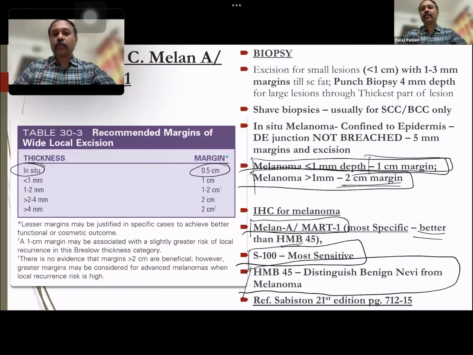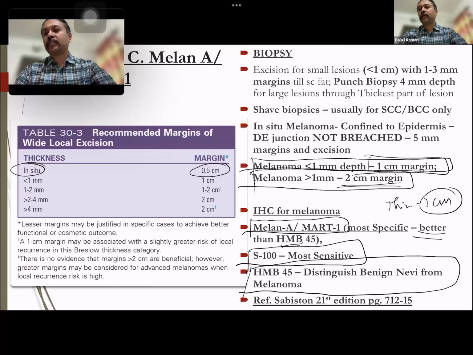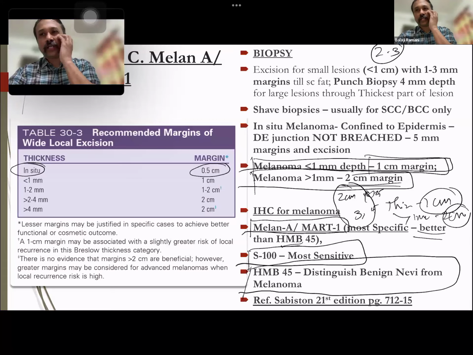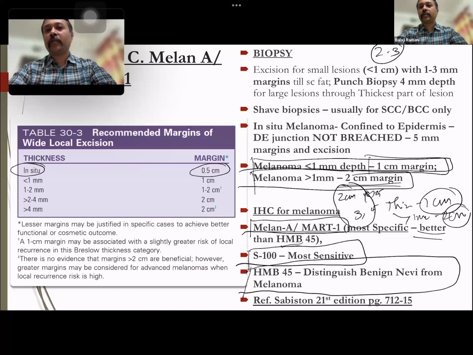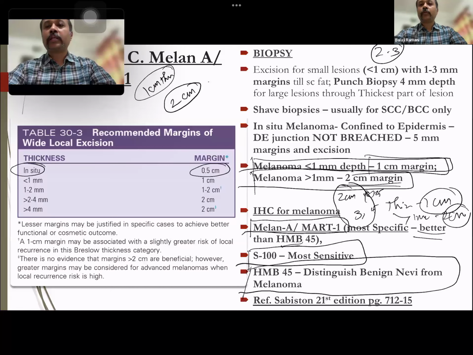So in general, we say whenever there is a thin melanoma, it's a 1 centimeter margin. For anything which is greater than a thin melanoma, greater than 1 millimeter, you minimum give 2 centimeters. People have compared 2 centimeters versus 5 centimeters, 3 versus 5, and 2 versus 3. There is no real difference, which is why they give the margins as 2 to 3. But classically, whenever we talk about melanomas, the maximum margin we need to give is only 2 centimeters. So 1 centimeter for thin, and for intermediate or high thickness, you go for a 2 centimeter margin.